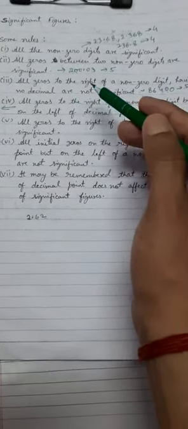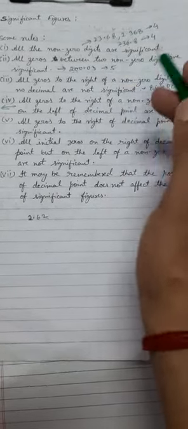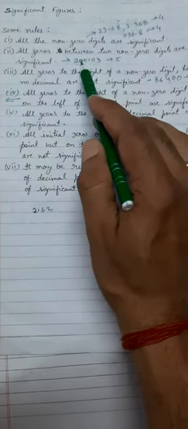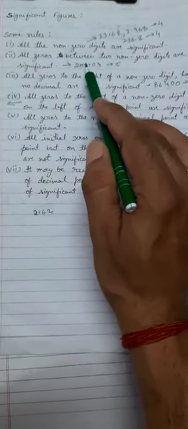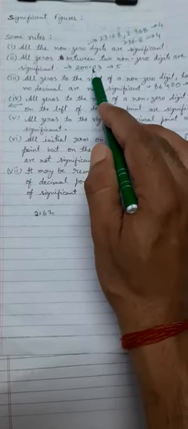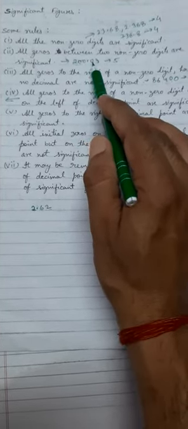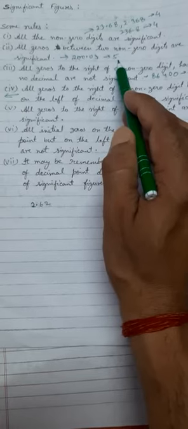The second rule is all zeros between two non-zero digits are significant. All zeros between two non-zero digits. The non-zero digits in this example are 2 and 3. So when I calculate the significant figures, these zeros are also included. So 1 2 3 4 5. So I am writing here 5.